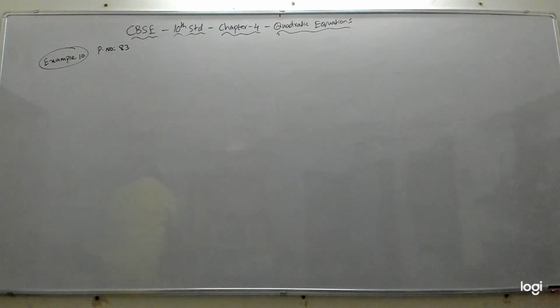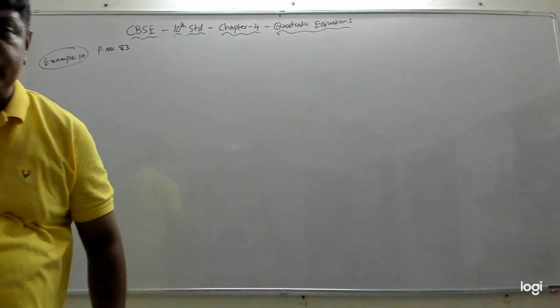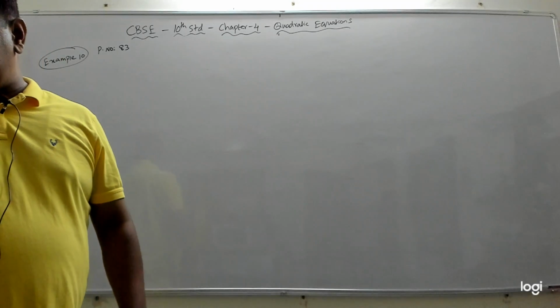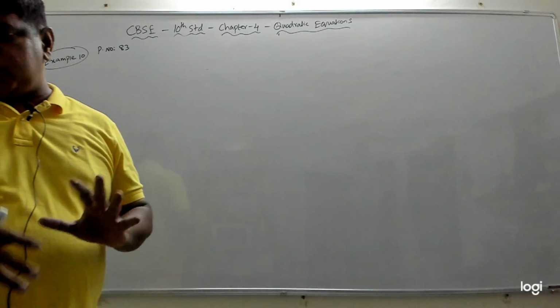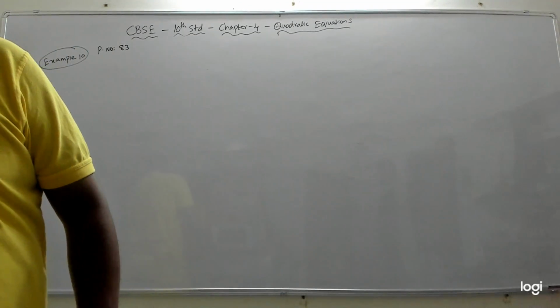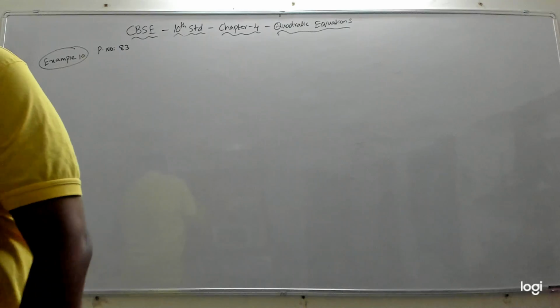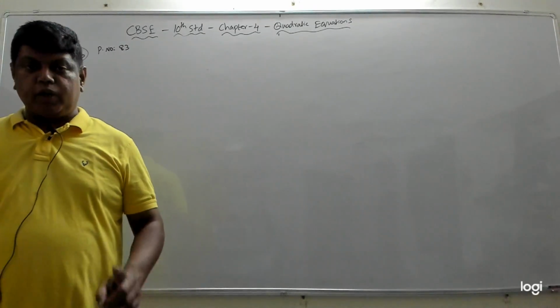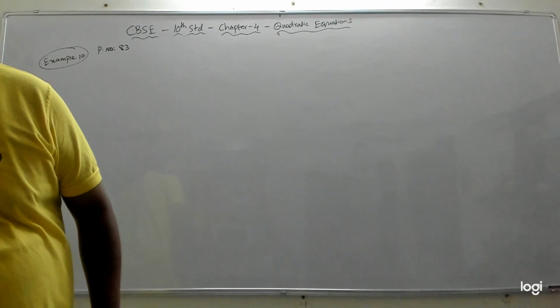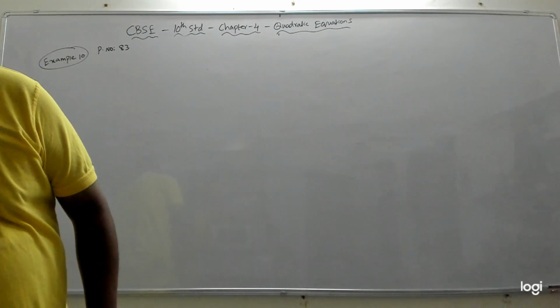Then we should go to our exercise 4.1, which is on page number 73, the second problem, first subdivision. The question is to represent the following situation in the form of a quadratic equation, and here we have to solve them also, because in example 10 they are saying solve this question by the quadratic formula. You have to use the quadratic formula to solve this.